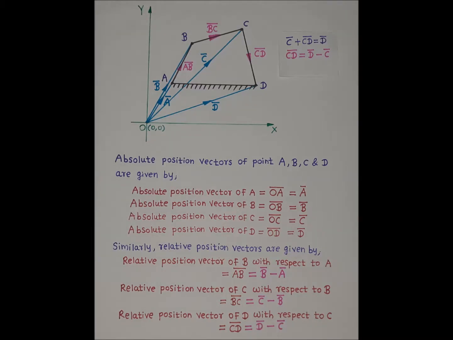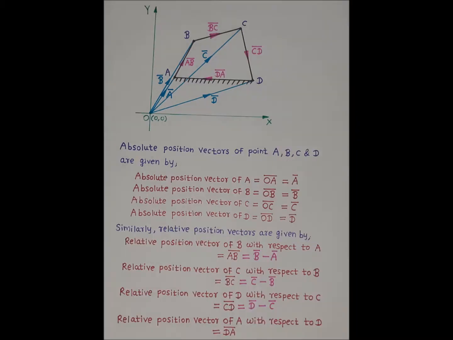So we will put that relation here. What relation will we put? We will put relation D bar minus C bar for CD bar. And it will represent relative position of D with respect to C, and it is represented by vector CD bar. On the 4 bar mechanism also that vector CD bar is shown. Now we will move to the next link.